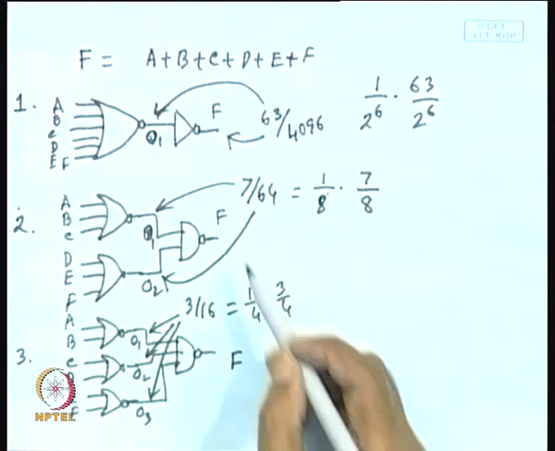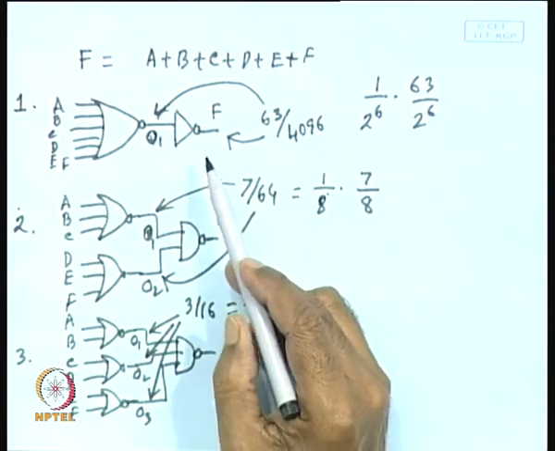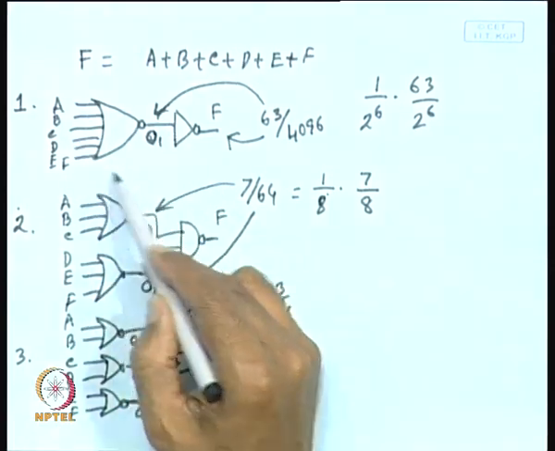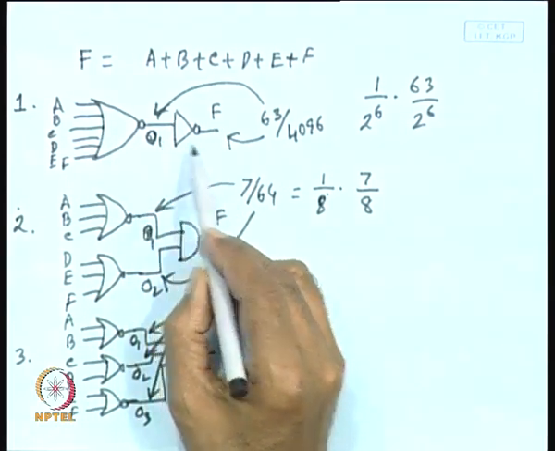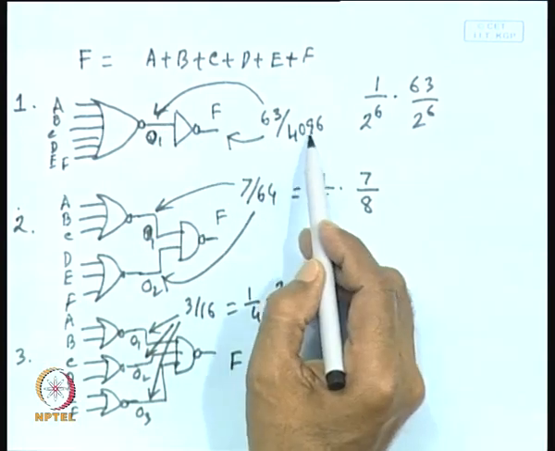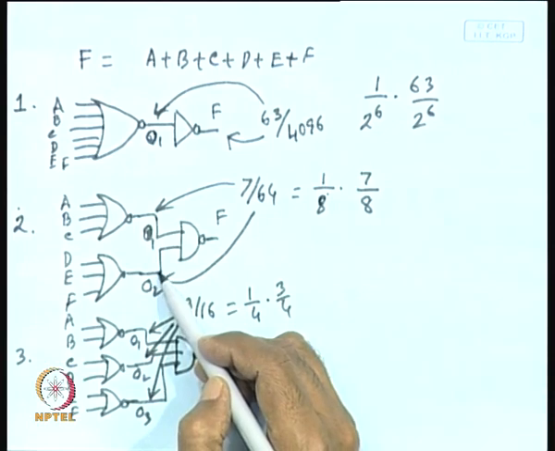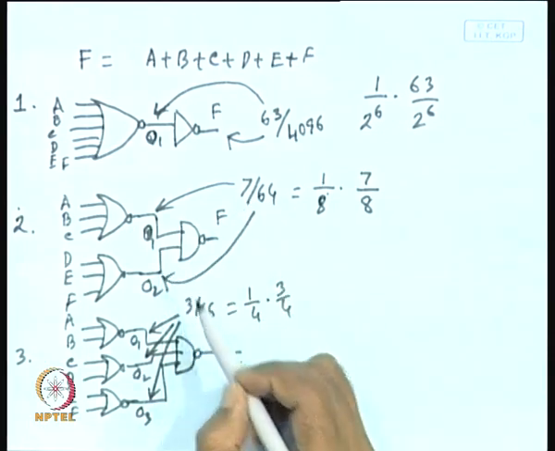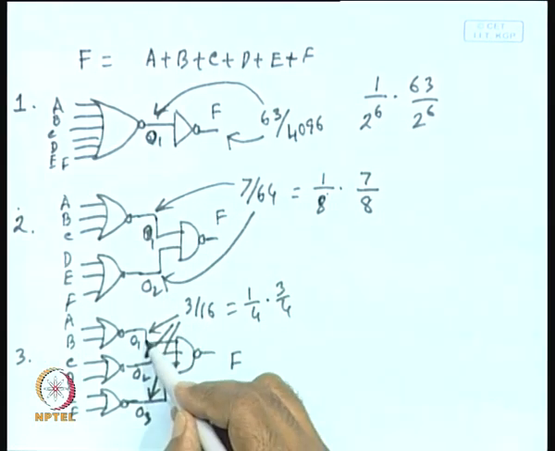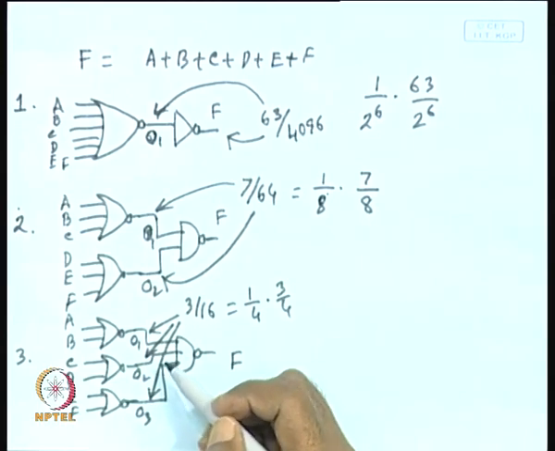So, from this we observe that the switching activity of this particular implementation is much less at this point, 63 by 4096. On the other hand, switching activity is more at this point and at this point, that is 7 by 64, and here it is still more, 3 by 16 at 3 points. So, from this simple observation we may tell that the switching activity for implementation 3 will be much more compared to implementation 1.